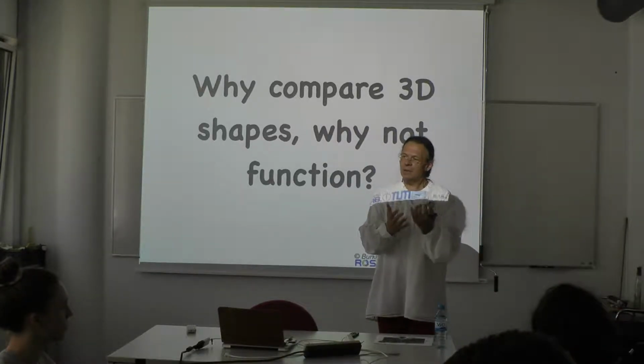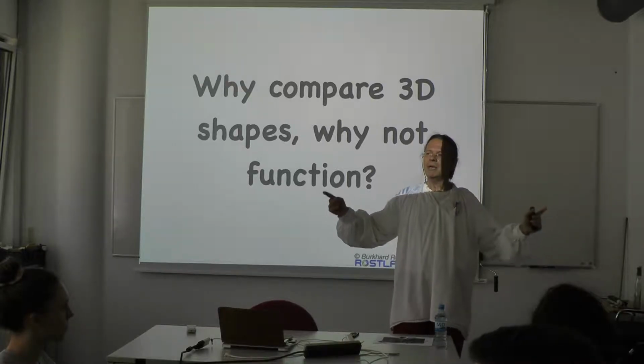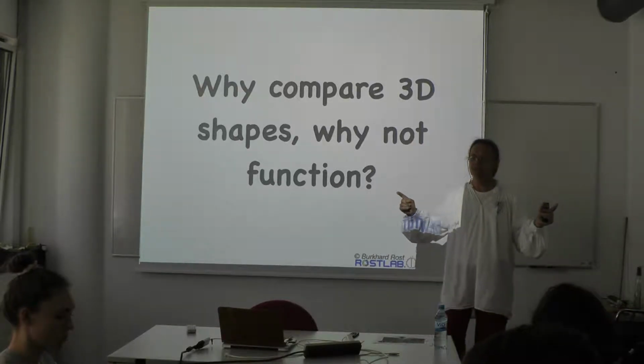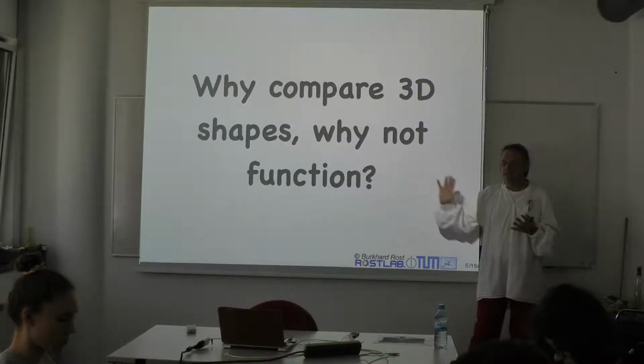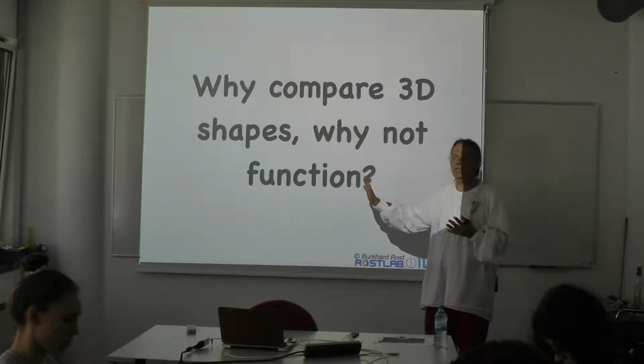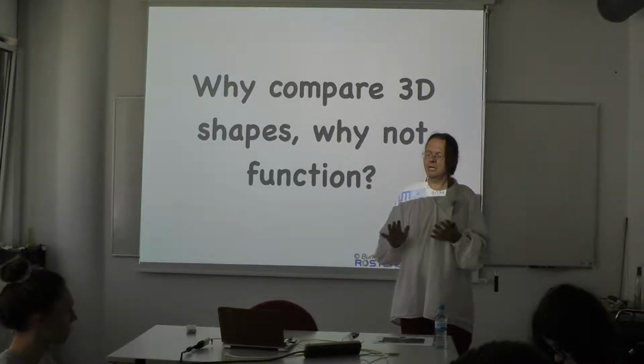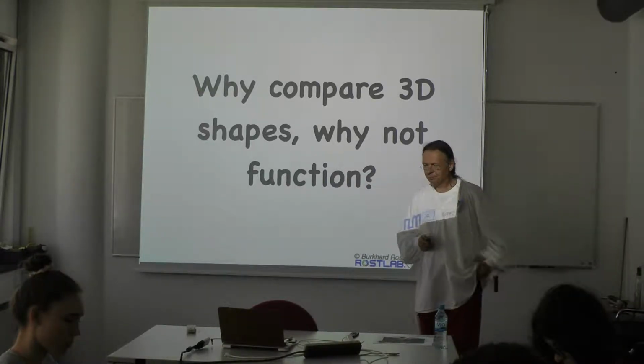So if you want to compare two proteins by their function, you already have to compare them on three different numbers. Structure is only one simple number, right? And that is already one answer to this question, because it's simpler to compare shapes. But there's more to it.